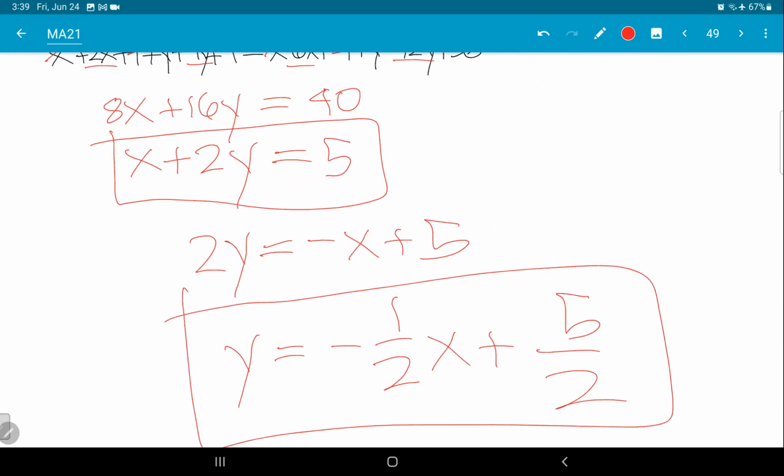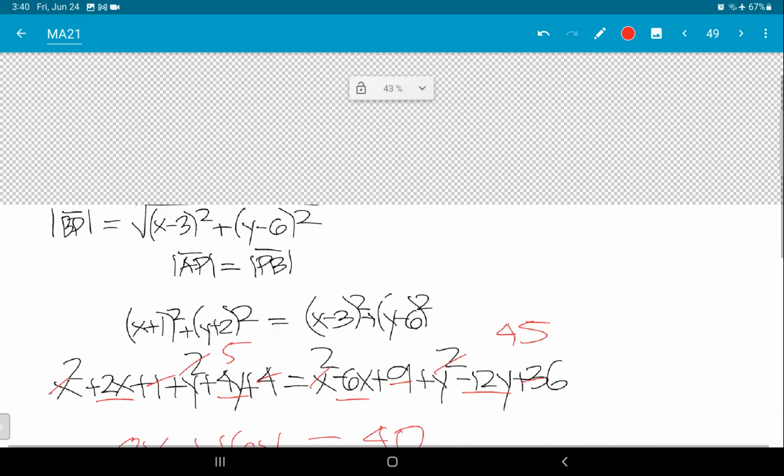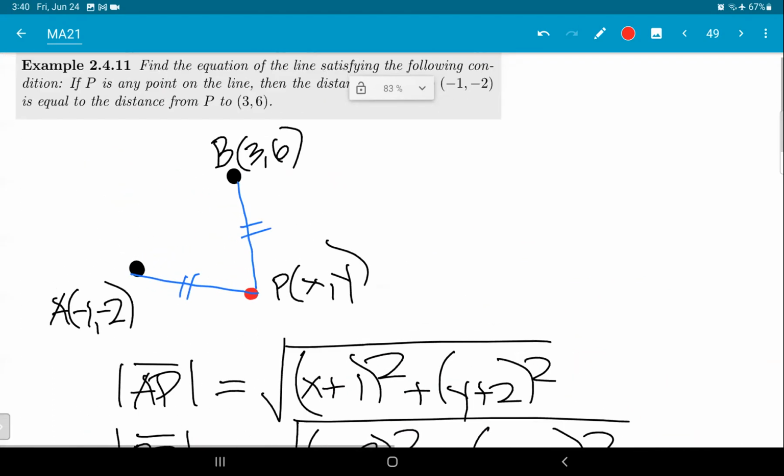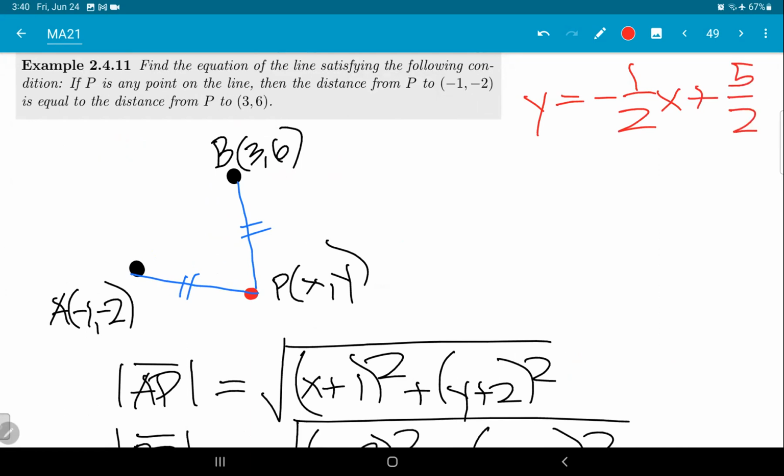So isulat ko lang muna ulit yung final answer. Y equals negative 1/2 x plus 5 over 2. So it's a line. Its slope is negative 1/2, y-intercept 5 over 2. Now, we will do this in another way, and that is by using the concept of the perpendicular bisector.